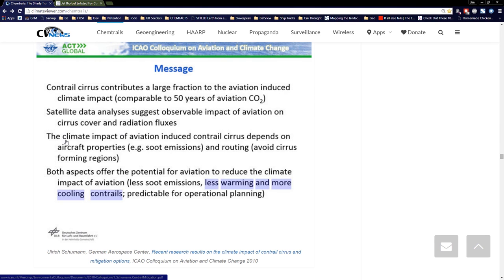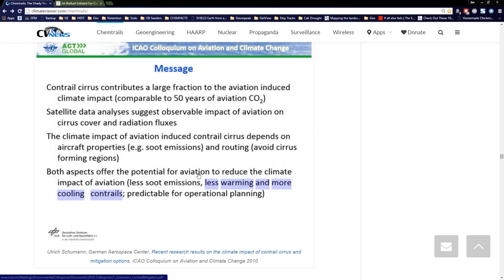And he says this: the climate impact of aviation-induced contrail cirrus, you gotta love these terms, depends on aircraft properties, e.g. soot emissions, carbon black dust, and routing, avoiding cirrus cloud-forming regions. And that was what I showed you up there with the COSIP, the contrail prediction tool.